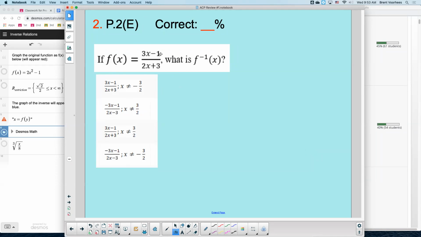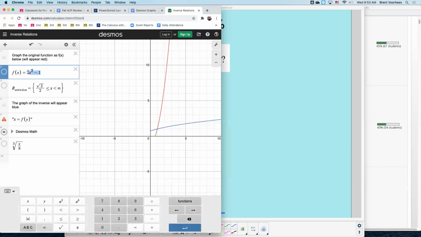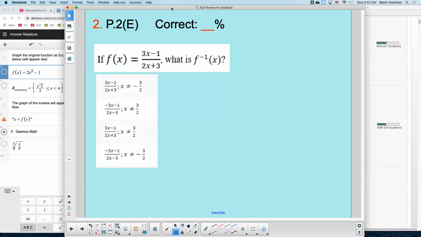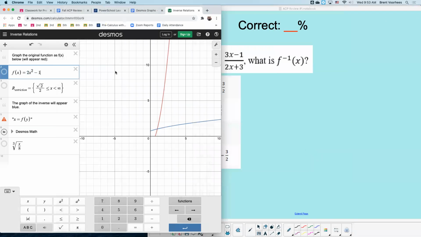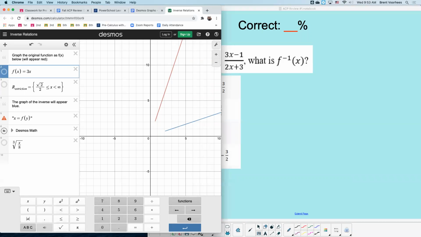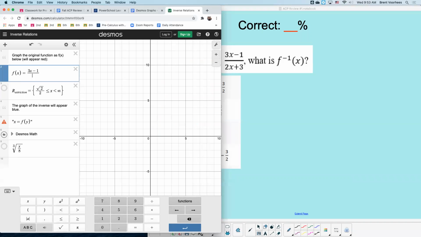So I'm going to first type in f of x as being 3x. Slide this over so I can see it better. 3x minus 1. Oops, I forgot to divide. If you forget, if you hold down the shift key and highlight everything, you can press the division symbol and it won't erase it. It'll just make that whole thing become the numerator. So then 2x plus 3.